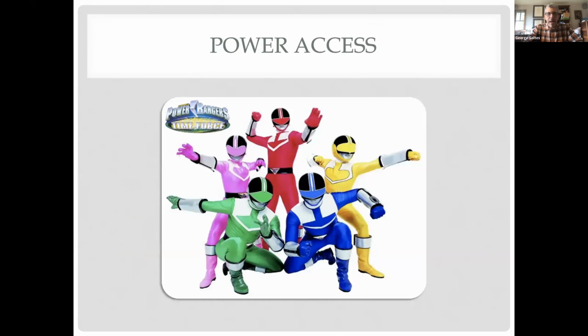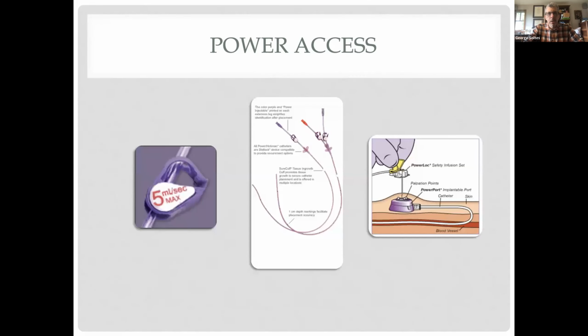Now I'm going to talk about power access, which we use all the time. Could it be marketing? Could it be real? It's real enough that pretty much all the ports and a lot of the tunneled catheters we place are power access. So what is this? BARD came up with the idea first, lots of people make them now, and they're recognizable because of fairly smart marketing, this nice purple color. And even other manufacturers that make power products now also made them purple because people associate it now.